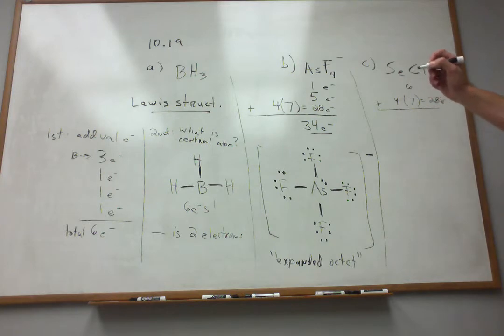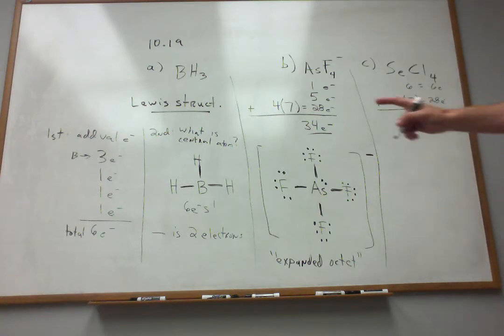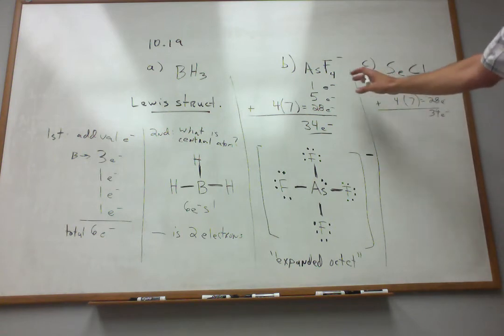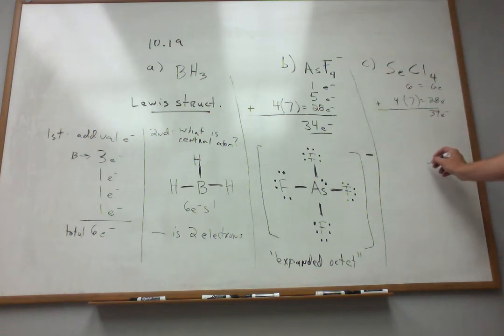That's in group 6A, so it's got 6 valence electrons to contribute. We've got 34 electrons total. Now, hopefully at this point, you see that we have the same number of valence electrons, and the formula is like this 1 to 4 thing, right?